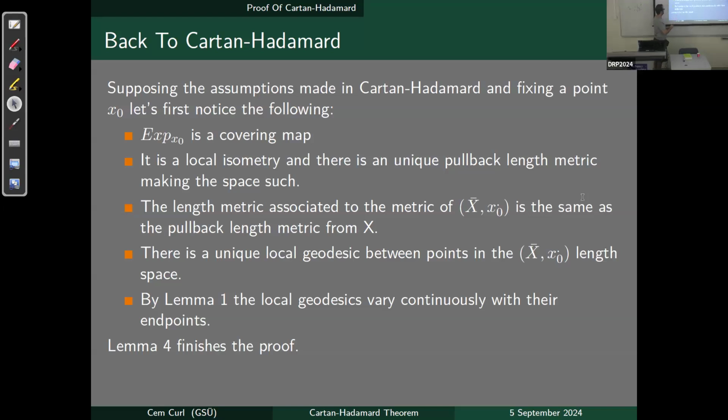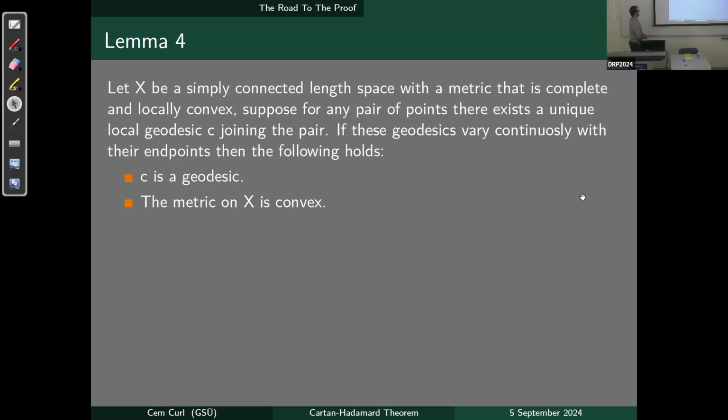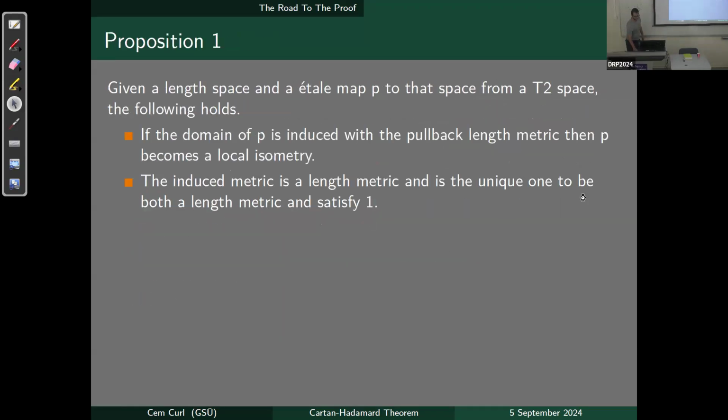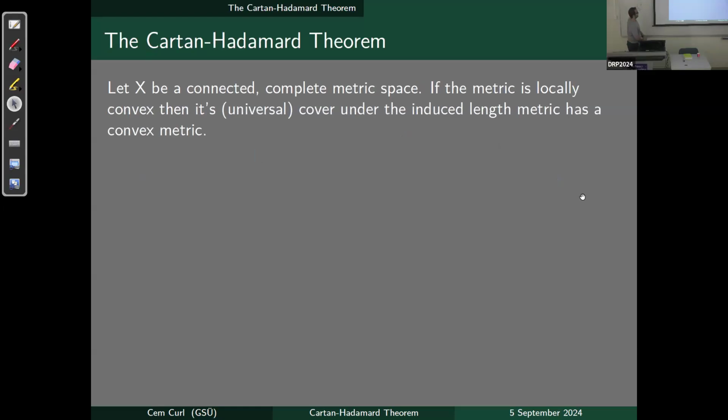So we have a very interesting situation. There is a unique local geodesic between points, or in the length space here, because length spaces and the usual metric act very nicely together. And by lemma 1, there is a local geodesic. The local geodesics vary continuously with their endpoints. We are done because lemma 4 said this: if there is a local geodesic such that they vary continuously with their endpoints, then C is a geodesic and the metric on X is convex. And Cartan Hadamard said that if X is a connected complete metric space and the metric is locally convex, then its universal cover under the new length metric has a convex metric. We are done.